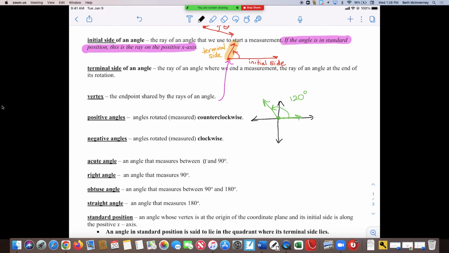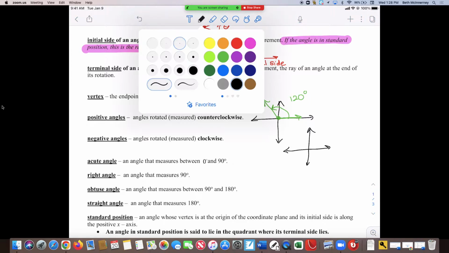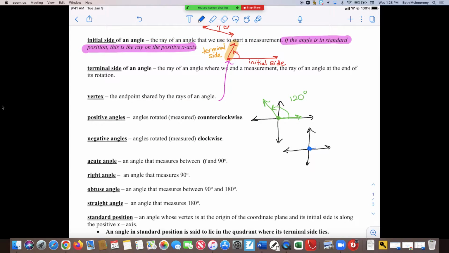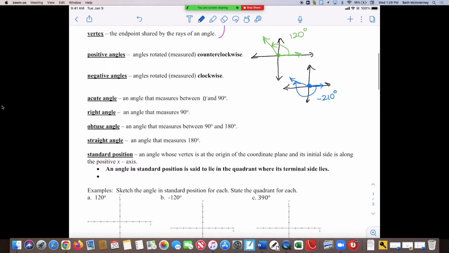Negative angles measure clockwise. So let's suppose I go this route. I could say that angle is negative 210 degrees. So again, positive angles go counterclockwise and negative angles go clockwise. It's kind of the opposite of what I would think.